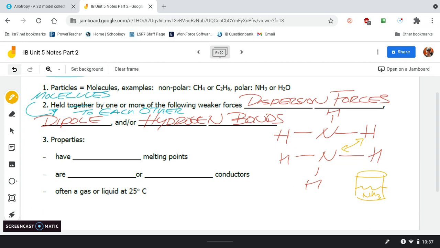Properties. Nonmetals are going to traditionally have low melting points. A lot of them are already gases or liquids at room temperature. They're either nonconductors or poor conductors, and they're often a gas at room temperature. So for nonmetals, it makes sense, right? When you look at the elements, these are gases and things. They shouldn't be super strong.